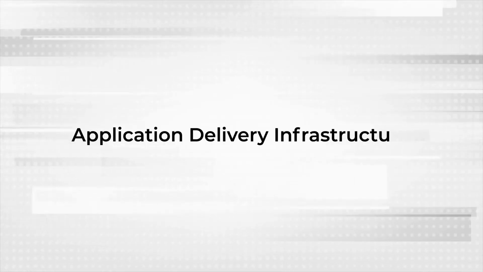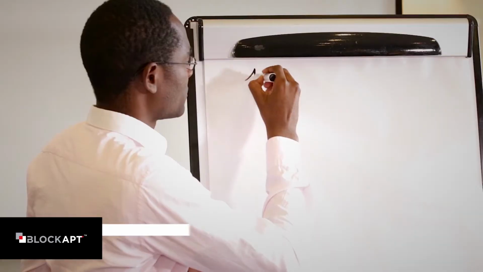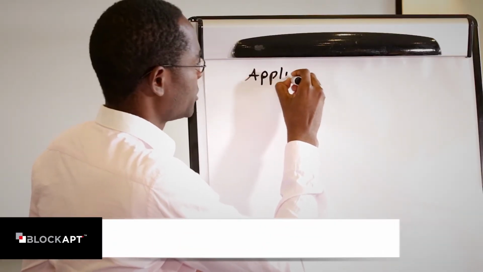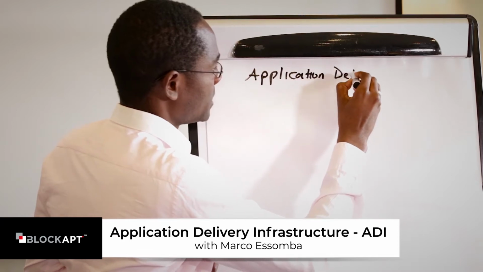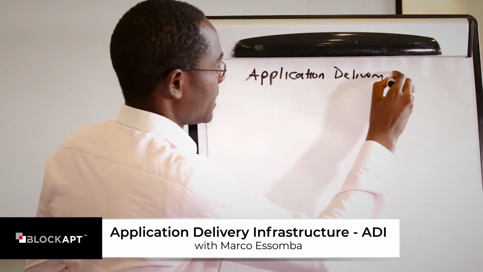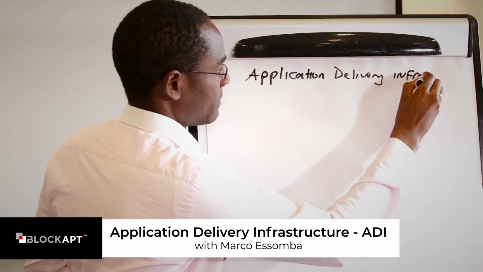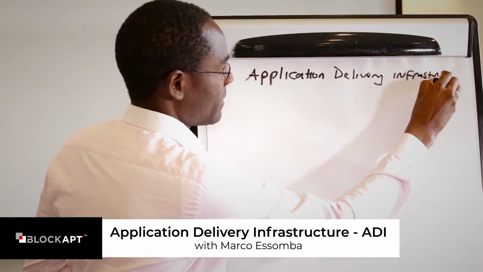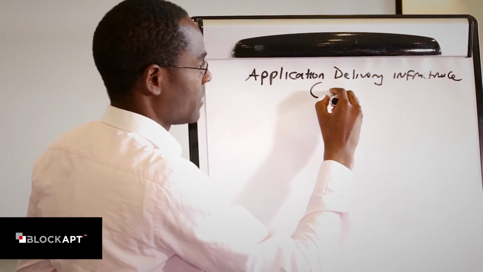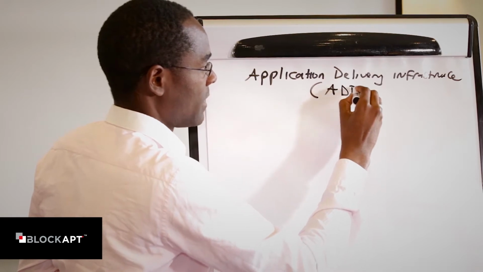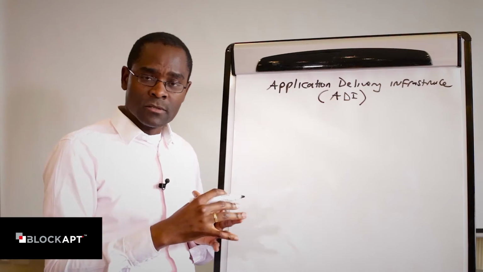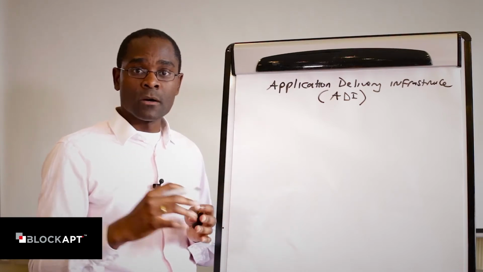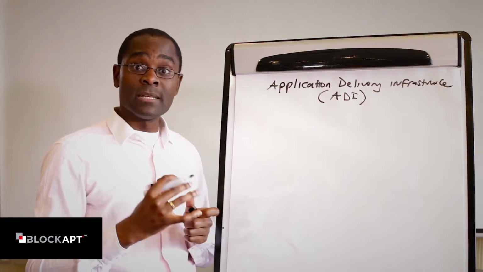Today we're going to talk about designing secure application delivery infrastructure. Here I'm going to write application delivery infrastructure. So what exactly do we mean by that? You're often going to hear the word ADI. Essentially this is the applications and network components, or the ecosystem, that we need to deliver applications.